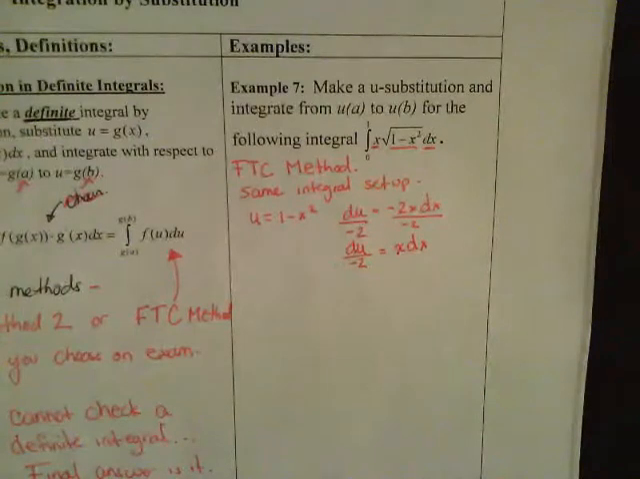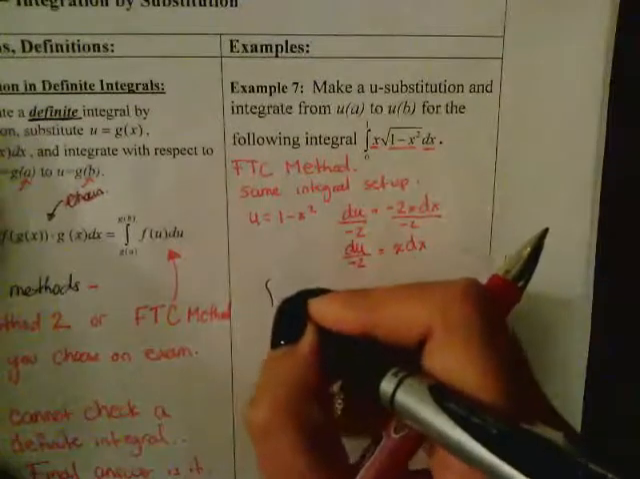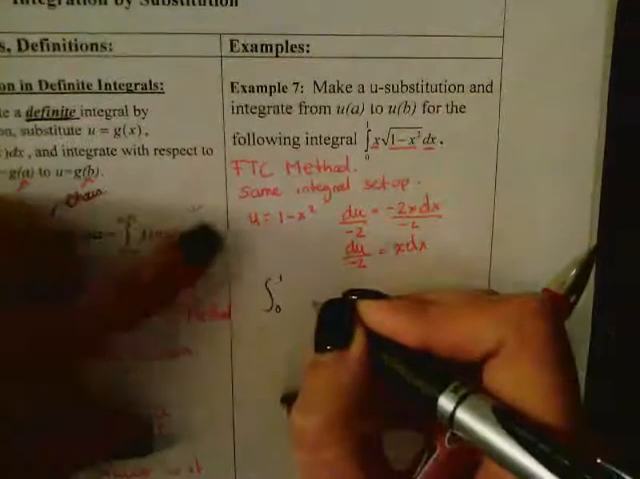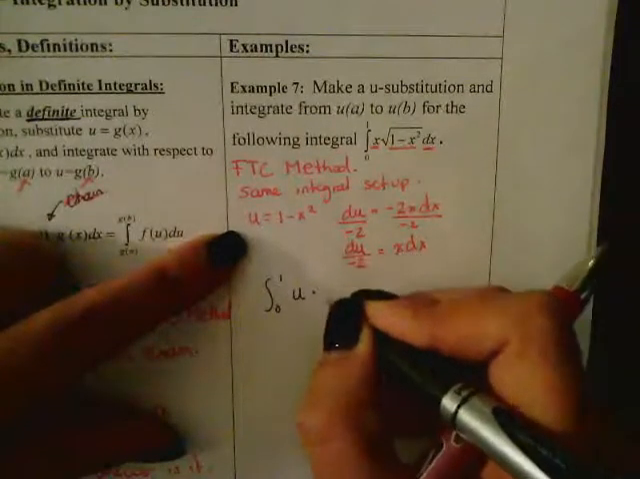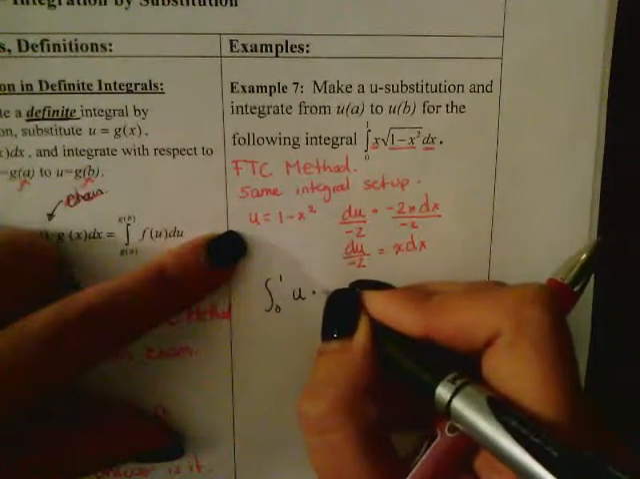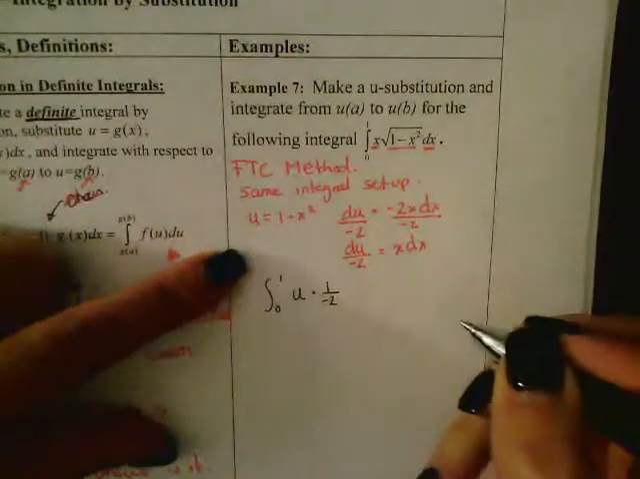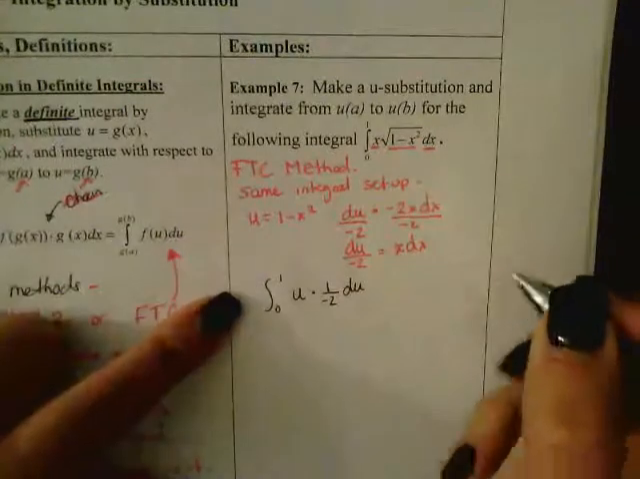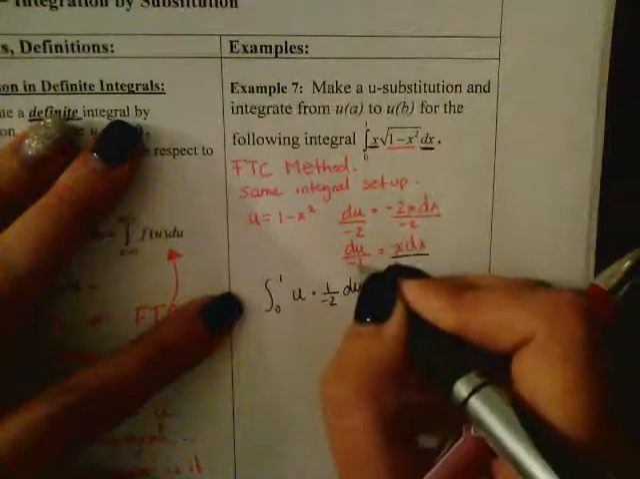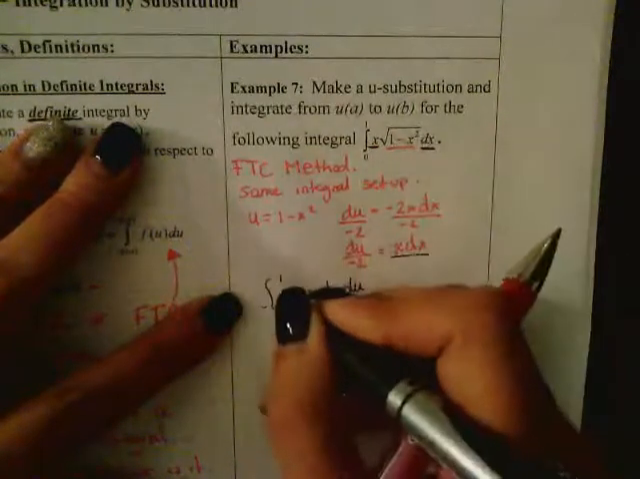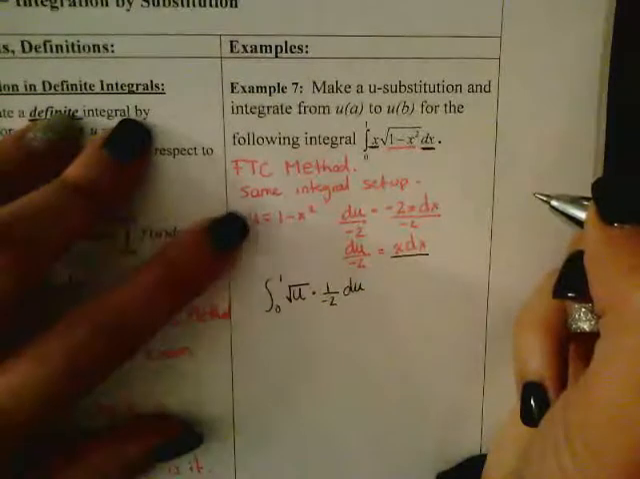Now that we figured that out, we can rewrite our integral as the integral from 0 to 1 of u times negative 1/2, or 1 over negative 2, whatever you want to say, du. We replaced the x dx with this, and this is supposed to be the square root of u, my bad. So the square root of the inside, which is square root of u.